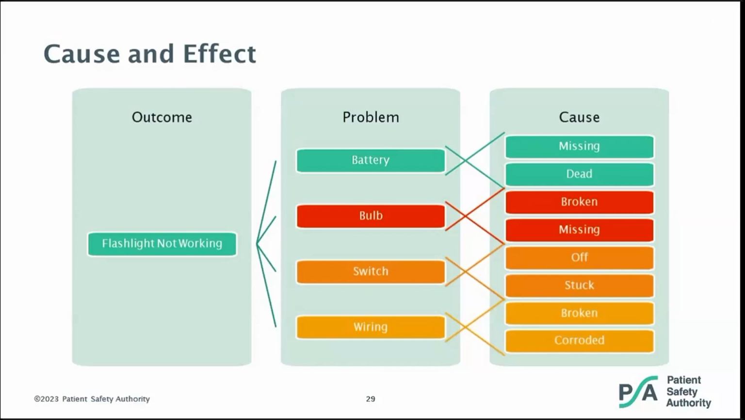What are some of the things that could be wrong? Is it the battery? Is it the bulb? It could be a switch. It could be a wiring. And then we end up with your cause at the end. And you kind of look at each one, and there might be one or multiple things that could potentially be causing that. So this is also a very useful tool for identifying the root cause of a problem and for organizing your ideas during a brainstorming session.